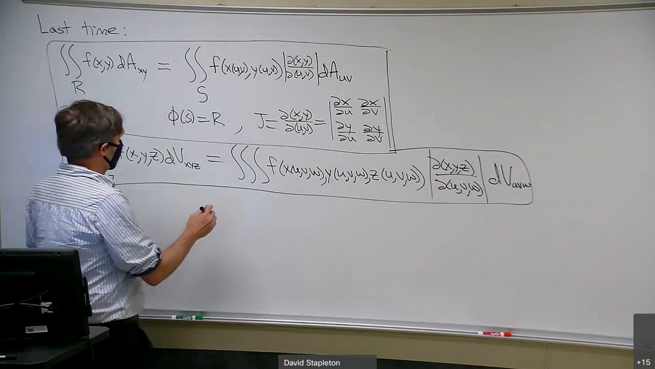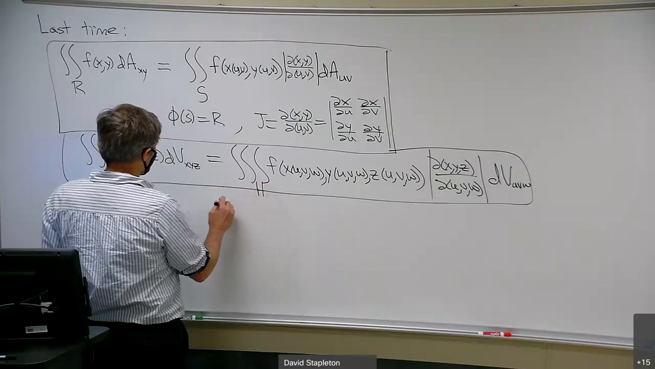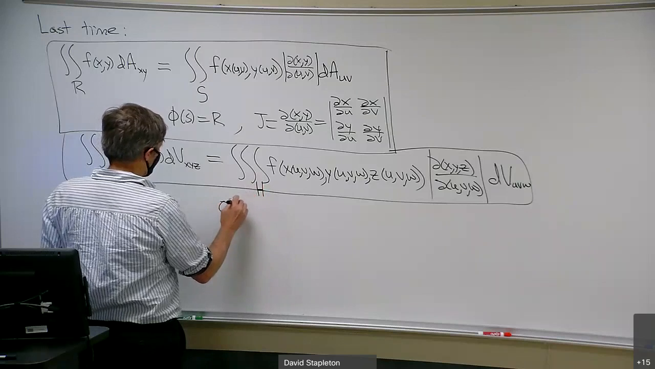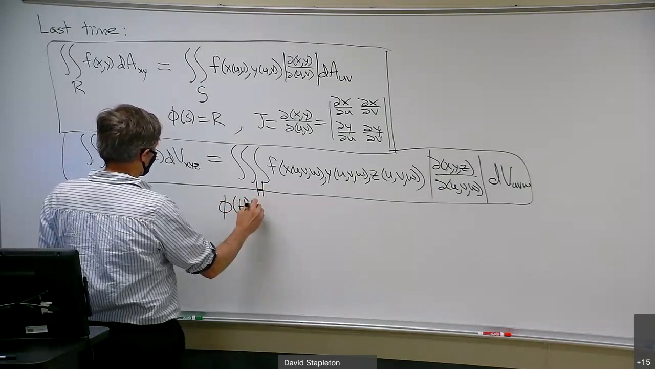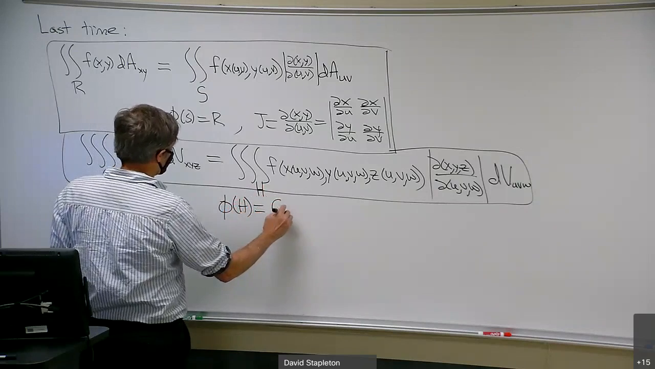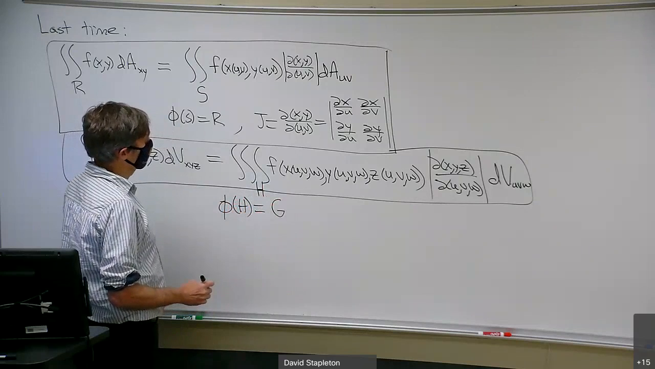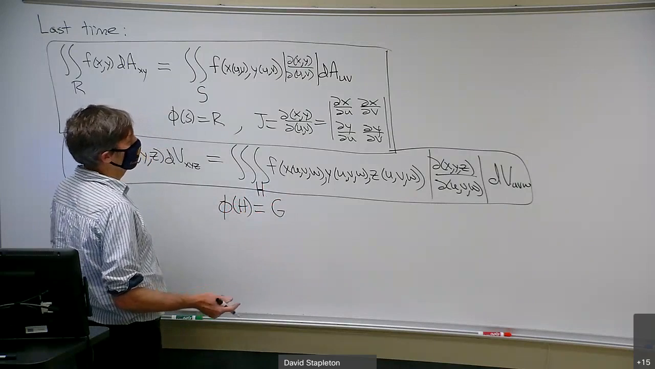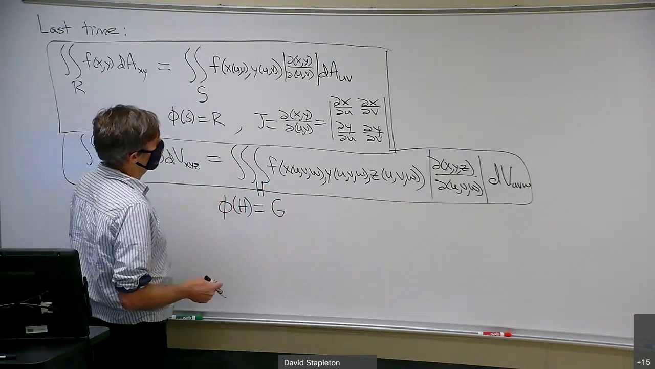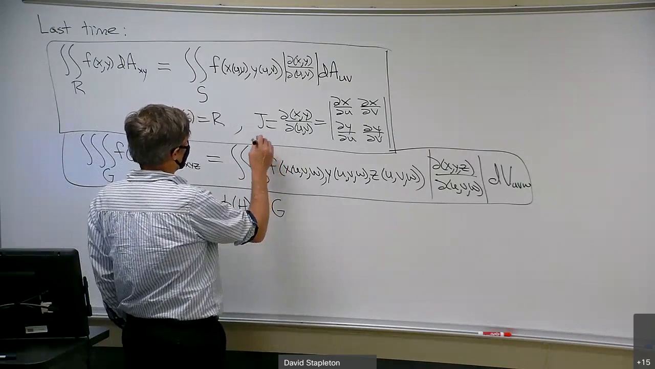Here, again, if we call this one H or something, then the image of phi of H has to be the region G. And what's more, you also need, what does the Jacobian need to satisfy? The Jacobian has to be of one sign, positive or negative, on the whole region. So the Jacobian is never equal to 0.